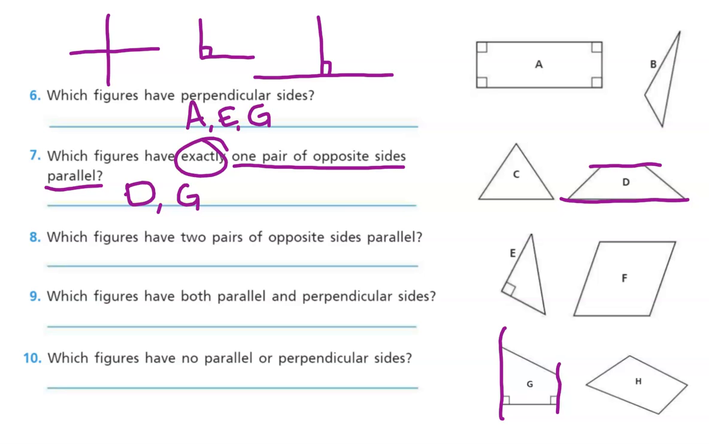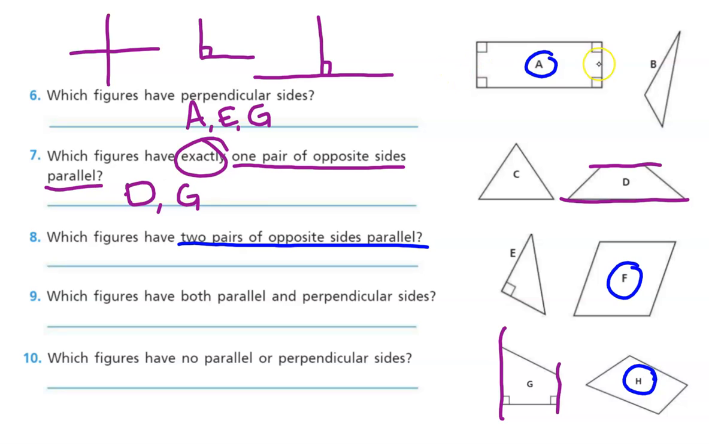Number 8 says, which figures have two pairs of opposite sides that are parallel? Well, let's talk again. Reminder, I just told you you can't have parallel sides in a triangle because it only has three sides. So that means that B, C, and E are automatically out. I also know that D and G only had one set of parallel sides. So that means my only options for answers are either A, F, or H. And so I just want to check those ones out, see which ones are correct.